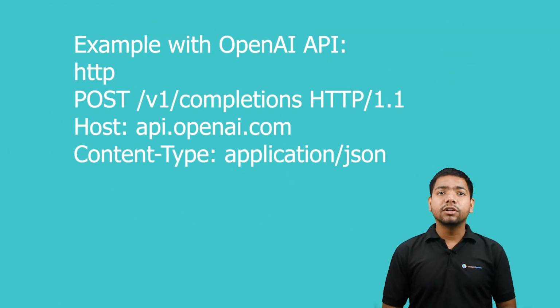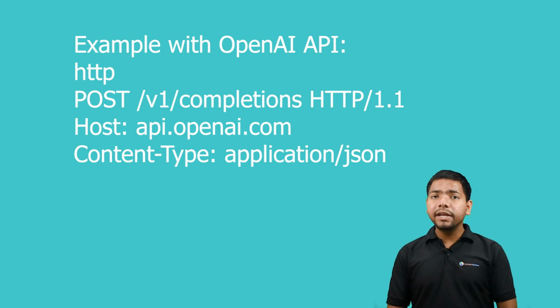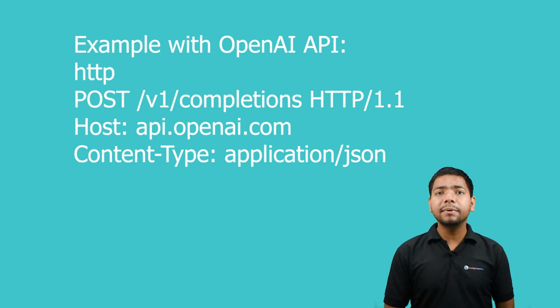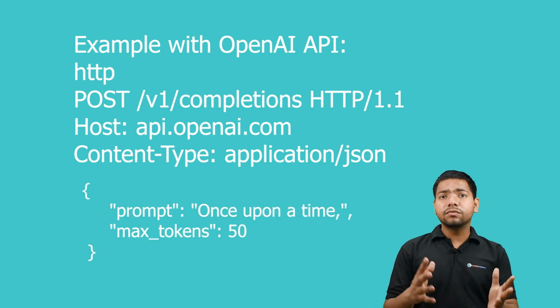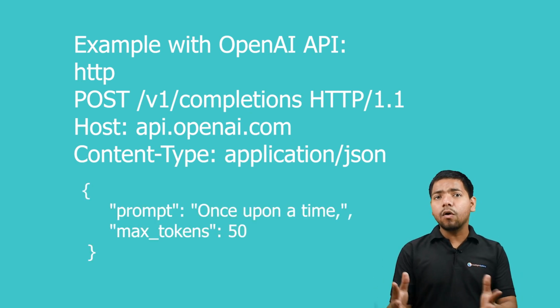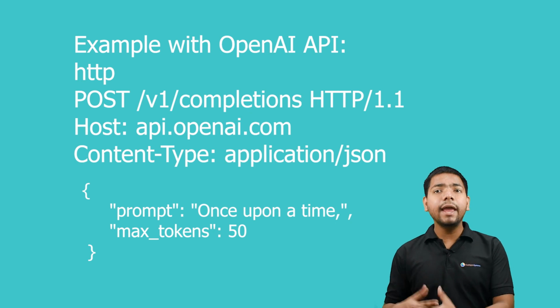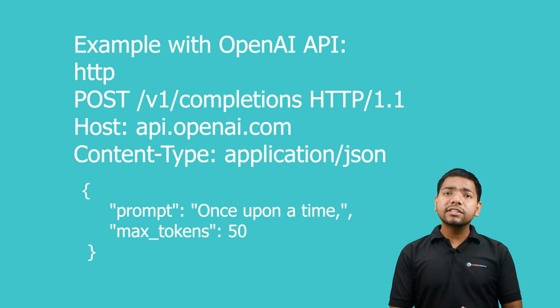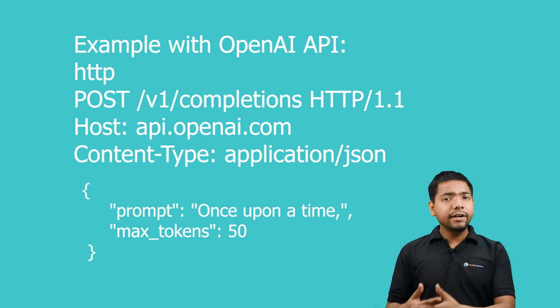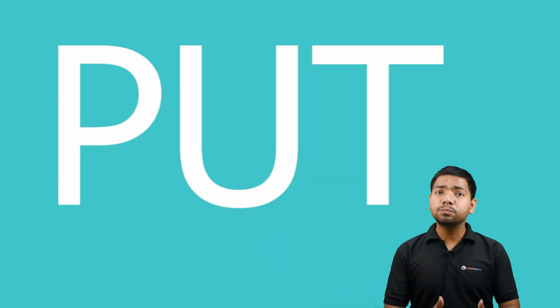Here you can see the host is api.openai.com and the content type is application/JSON. We have given the prompt, which is once upon a time, and a max token of 50. Here a POST request is made to the V1 completion endpoint of the OpenAI API to generate text completion based on the provided prompt. The third method is PUT.